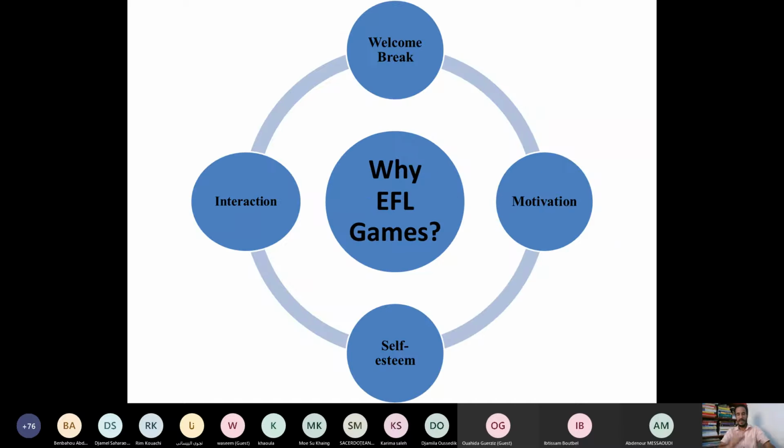So here, number one that I consider is like a welcome break. When you teach learners every time the same pattern, the same level, the whiteboard, the marker, students open their books, the same way of teaching, students feel bored. Now we can provide them with a break, and this break, let's have some fun. But behind fun, there is learning. This is number one. Number two, motivation.